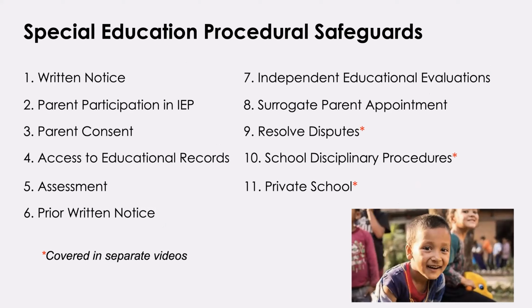The 8 procedural safeguards covered in this video are written notice, parent participation in IEP, parent consent, access to educational records, assessment, prior written notice, independent educational evaluation, and surrogate parent appointments. And the other 3 covered in other videos are resolving disputes, school disciplinary procedures, and private school.